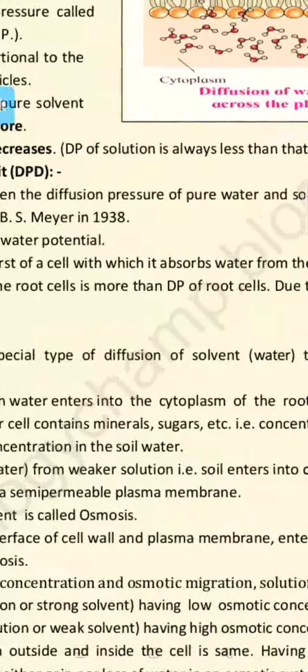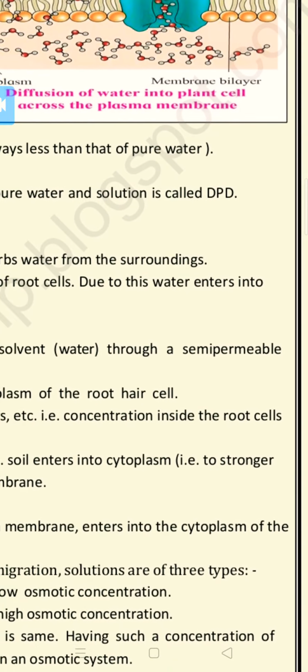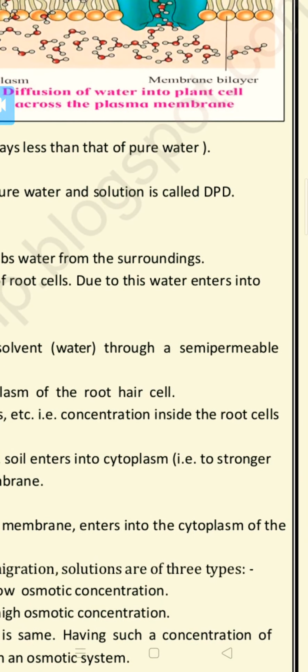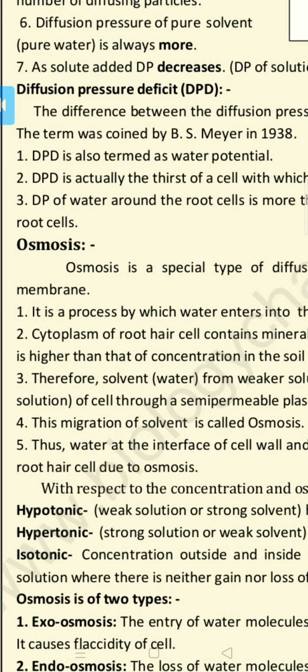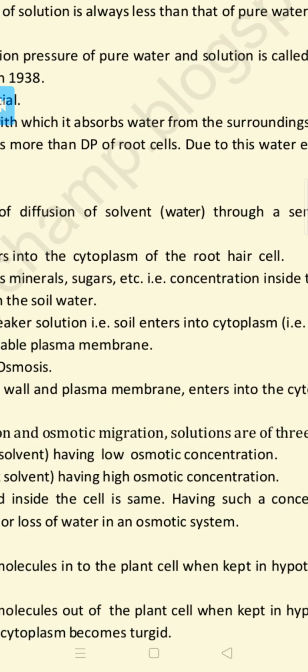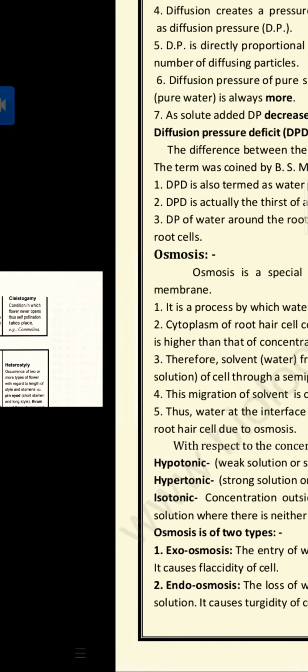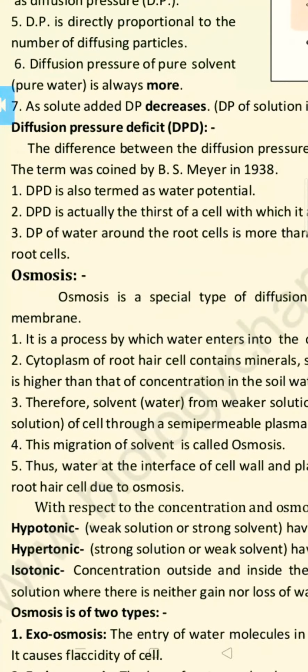So what is a semi-permeable membrane? A semi-permeable membrane is a membrane which allows the passage of only some selected particles. It allows the passage of only water through it and not any other solvent or solutions. So this process is called osmosis. It is a process by which water enters into the cytoplasm of the root cells, that is the epiblema cell. The water enters through osmosis into the cytoplasm of a cell.